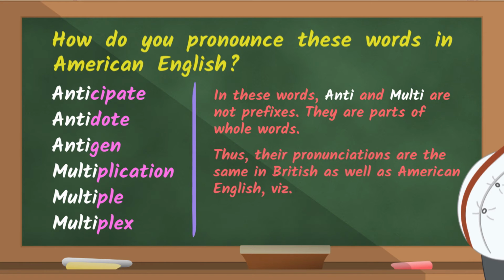The highlighted parts of such whole words have the same pronunciations in both British and American English. Here, they must always be pronounced as anti and multi. Hence, anticipate, antidote, antigen, multiplication, multiple, and multiplex. Remember, these highlighted parts are sounded out differently in British and American English only when they are used as prefixes.